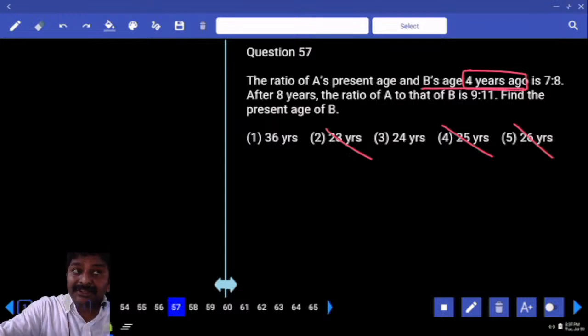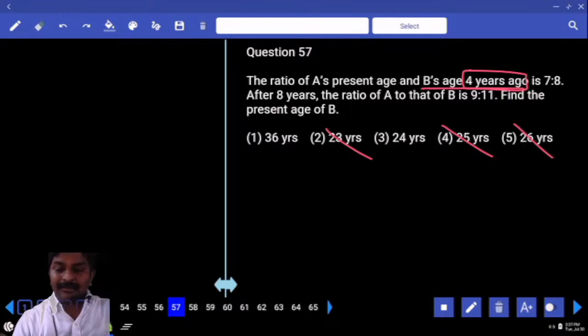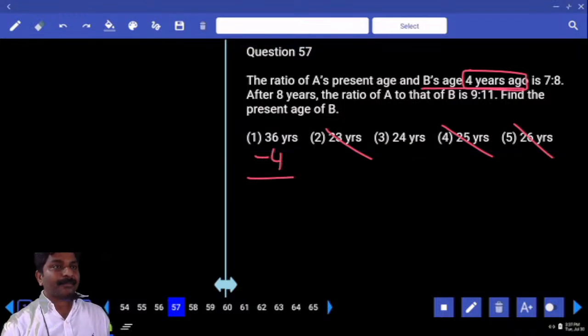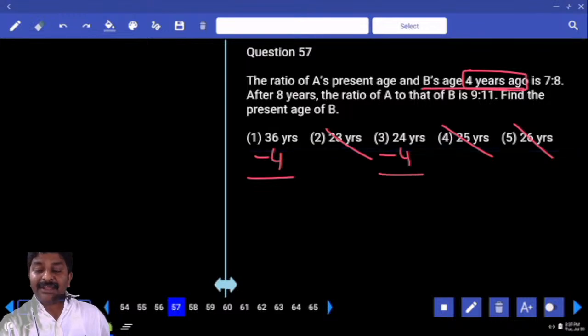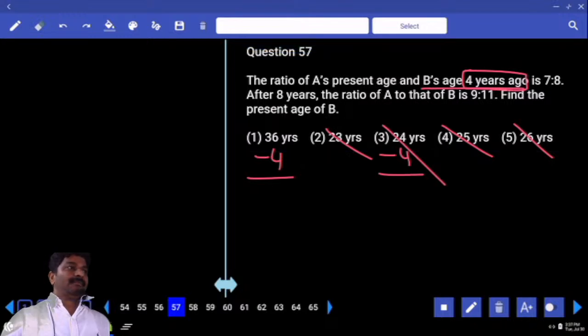Now, but if you think about it, 4 years back, it was how many parts? 8 parts should be which multiple? If it is first option, 4 years back it was 32. Is 32 an 8 multiple? Go to third option, 4 years back it was 20. Is it 8 multiple? Eliminate.